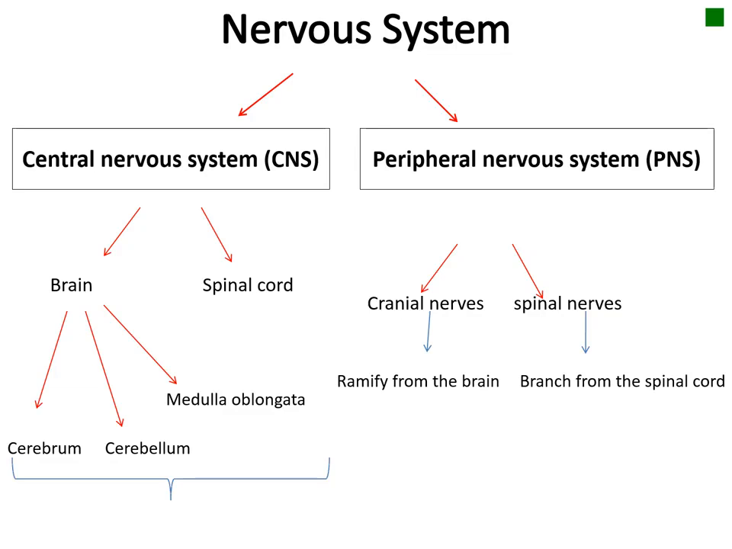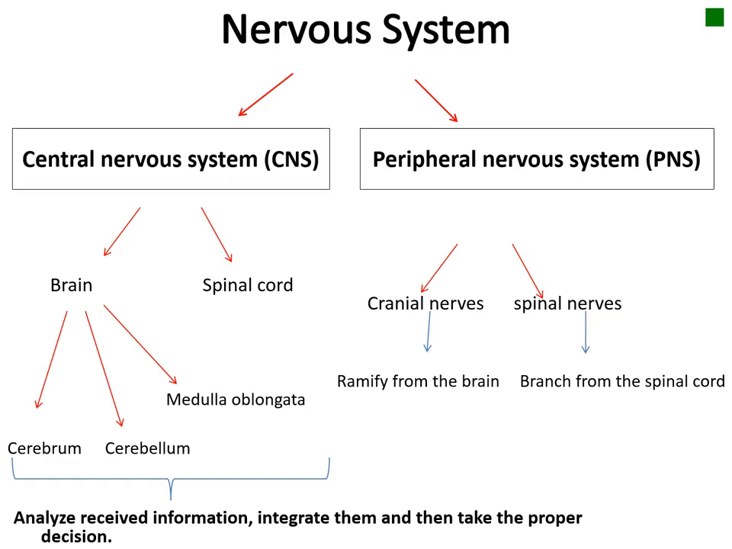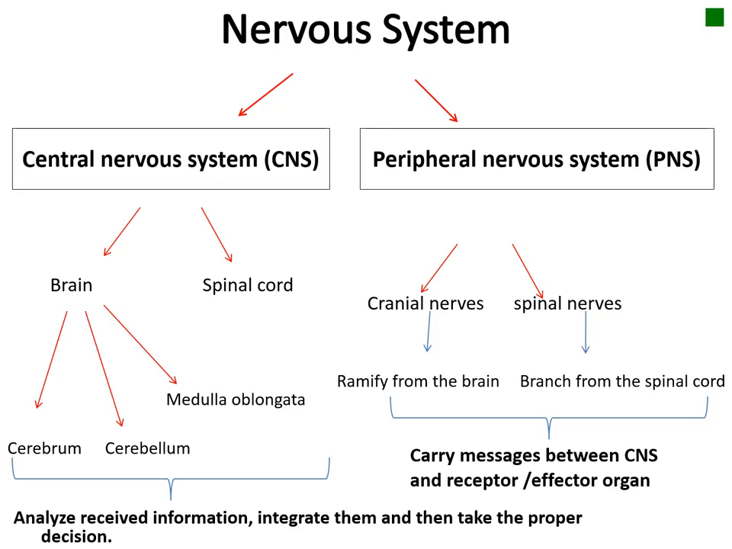The cerebrum, cerebellum, and the medulla oblongata have the role of analyzing the information, integrating it, and taking the proper decision, while the nerves, the cranial and the spinal nerves, have a role in carrying the messages between the central nervous system and the effector organ or the receptor organ. These are the nerves, cranial nerves and spinal nerves.